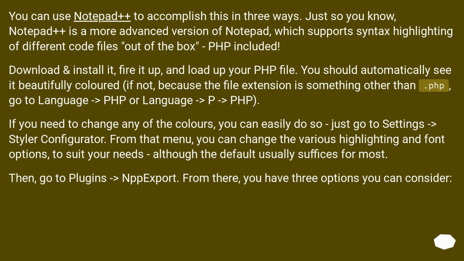If not, because the file extension is something other than .php, go to Language in the menu, then PHP. If you need to change any of the colors, you can easily do so. Just go to Settings in the menu, Style Configurator. From that menu, you can change the various highlighting and font options to suit your needs, although the default usually suffices for most. Then, go to Plugins in the menu, and Export.